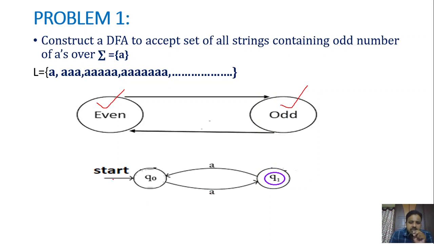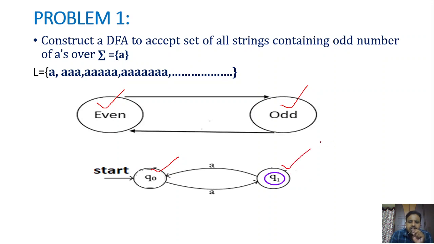Here you can see the starting state is Q naught. Q naught is the even state, which represents the even count of a's, and Q1 is the state representing the odd count of a's. Since we need to accept an odd number of a's, we make Q1 the final state.